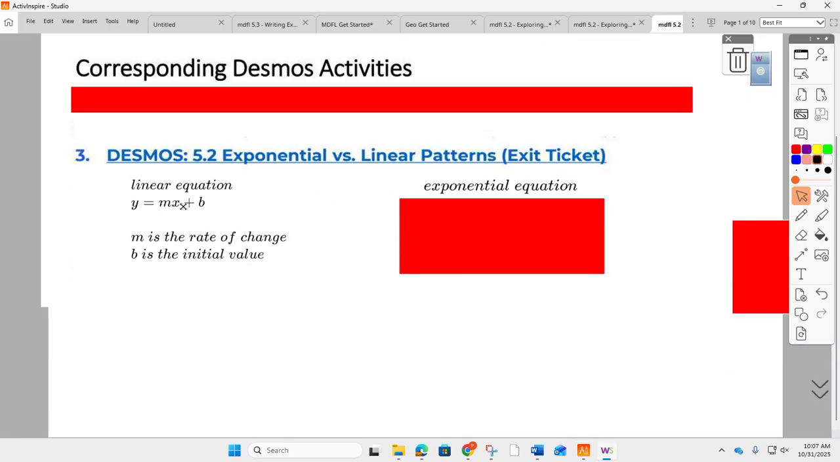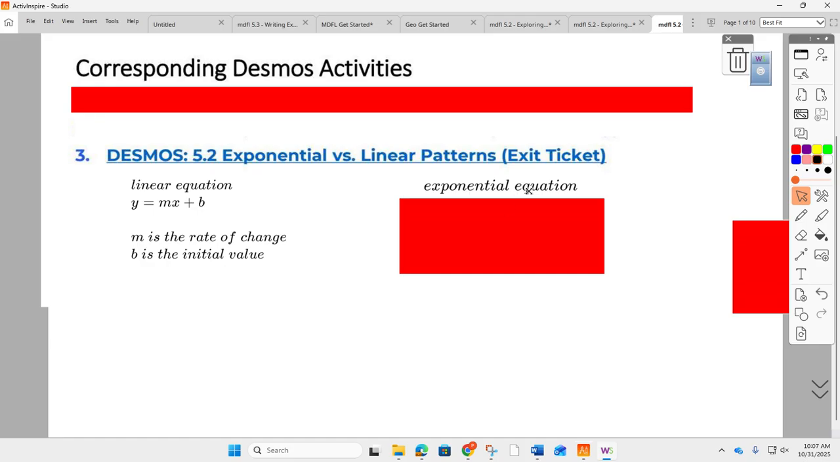One of the forms that we use the most for a linear equation is slope-intercept form, so y equals mx plus b, where m is the rate of change, and b is that initial value, that starting amount. When we graph that, that's a line, right? Linear equation, root word line.